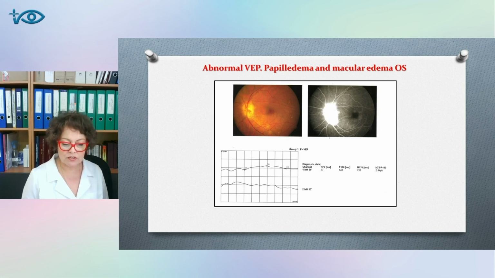Fluorescein angiography showed hyperfluorescence of the papilla in the late phase. The implicit time of N135 and P100 was strikingly delayed. The amplitude of P100 was reduced 4-5 times, and the bioelectrical response to the 15-minute pattern is absent.